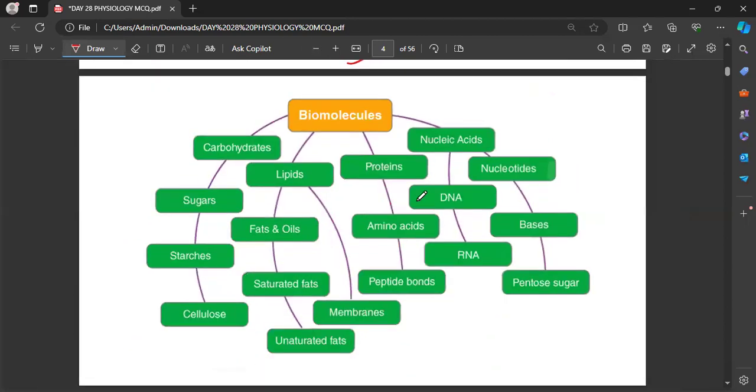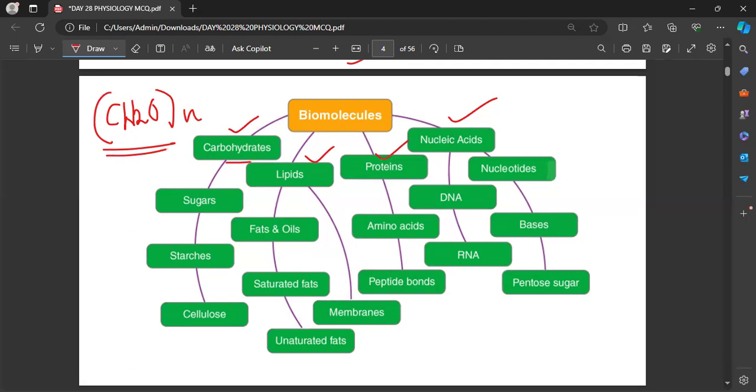Next is the overview of the biomolecules. Among the organic compounds, we have carbohydrates, lipids, proteins, and nucleic acids. In carbohydrates, we know there is a general formula, CH2O of n. This is the general molecular formula of the carbohydrate.